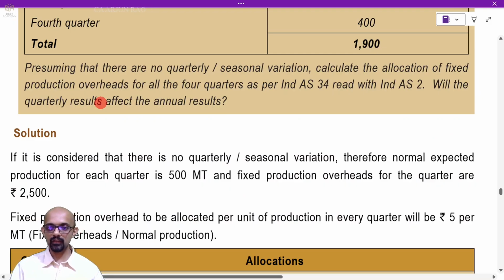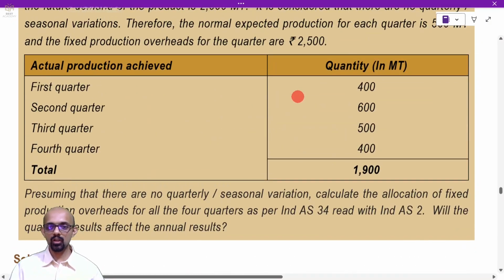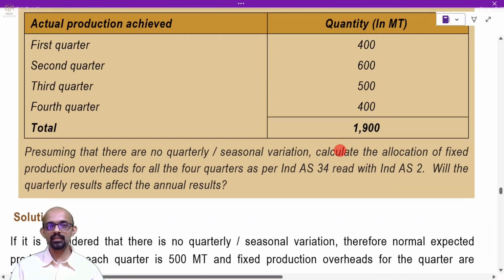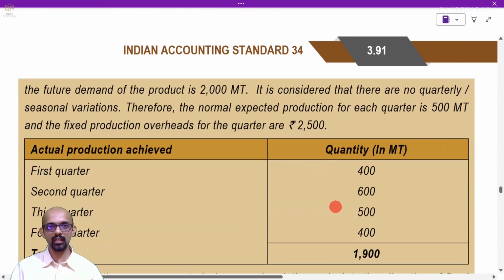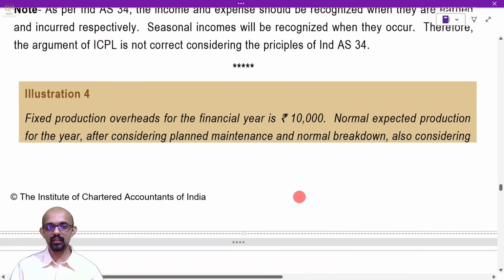And the last part of this question: will the quarterly results affect the annual results? In each of the quarters we would have absorbed at 5 per unit for the actual number of units. So we would have absorbed so much by the end of the year. For the annual financial statements also, we are going to do the same thing. So forget all this interim data. We are at the end of the year, preparing annual financial statements. We know the overheads are 10,000.